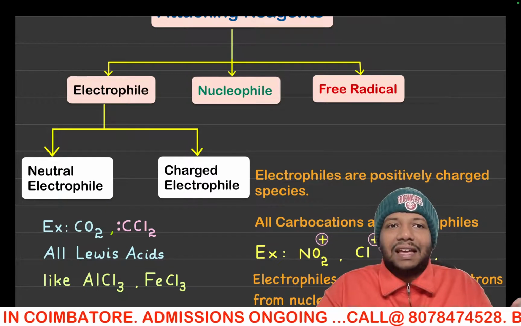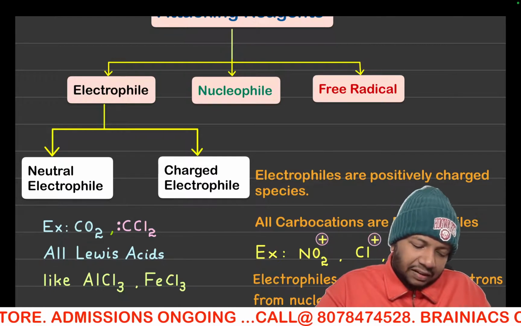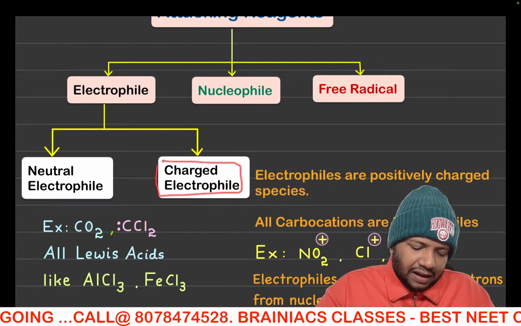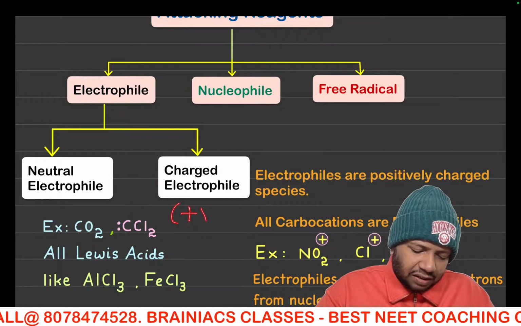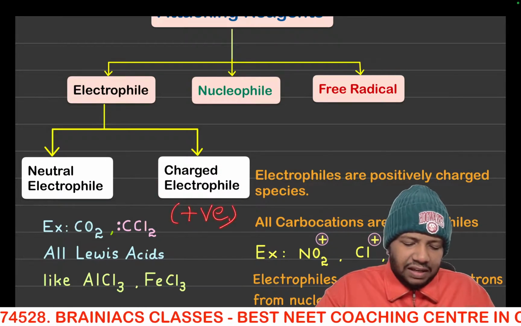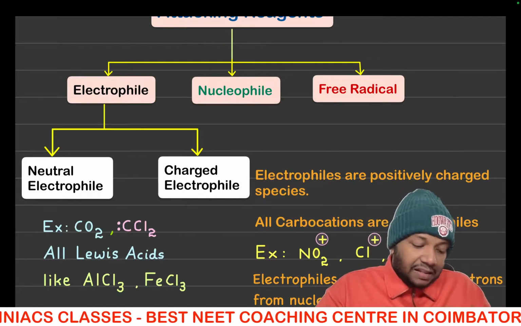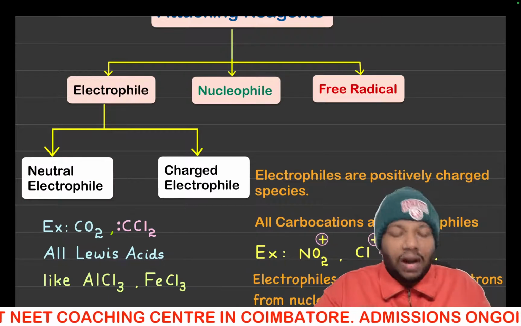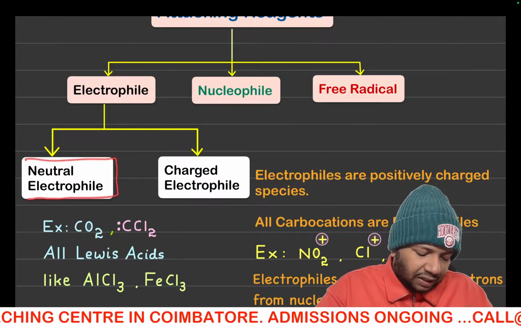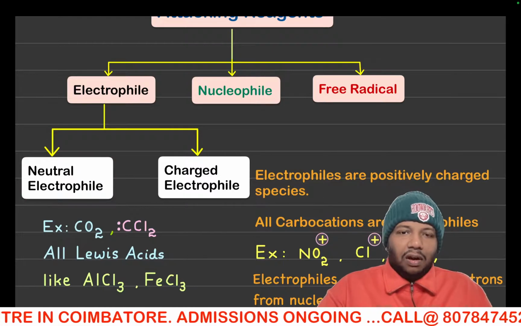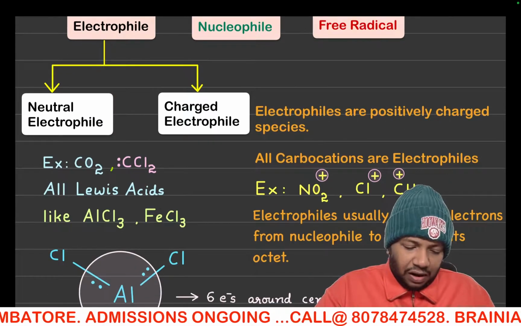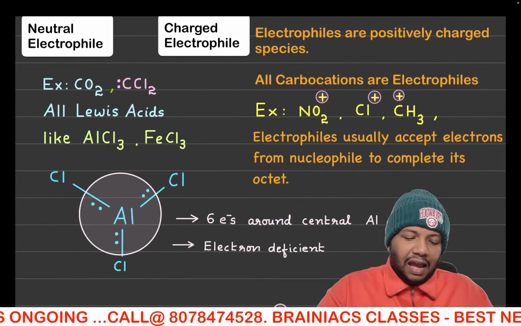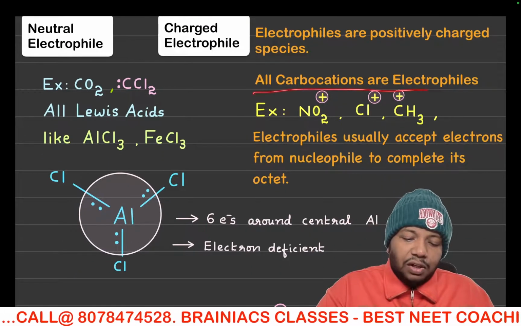Then only it can attract these negatively charged electrons. So electrophiles can be further classified into two. One is a charged electrophile, and an electrophile usually has a positive charge, then only it can attract negative charge. The other one is a neutral electrophile. Then students will have a doubt: why would a neutral electrophile attract electrons? We will try to see that. So electrophiles are usually positively charged species, and all carbocations are electrophiles.